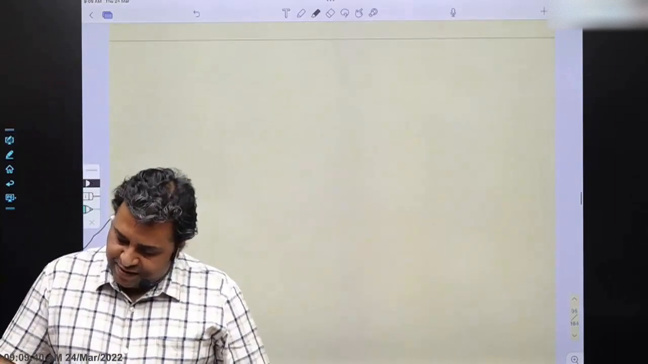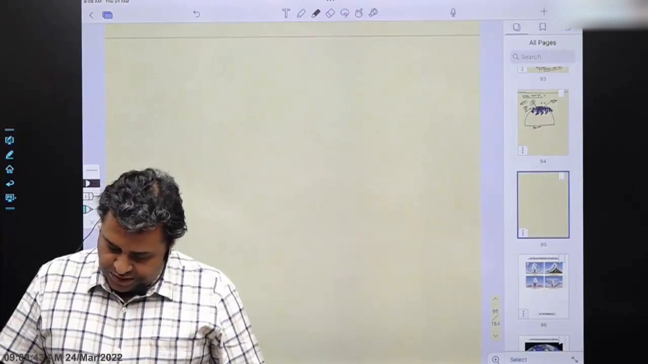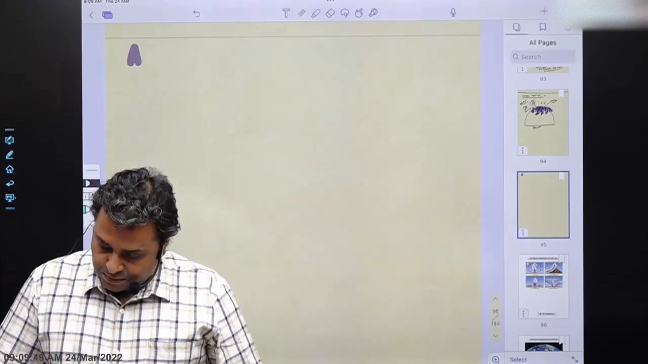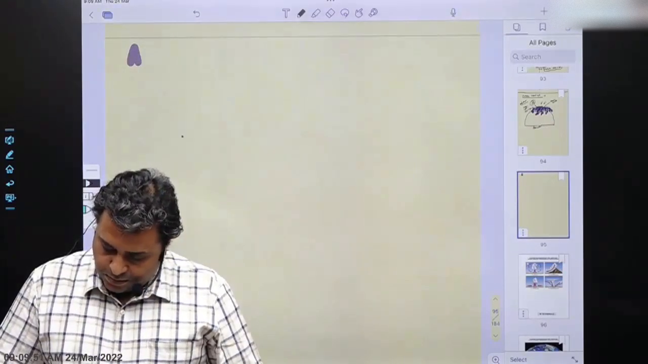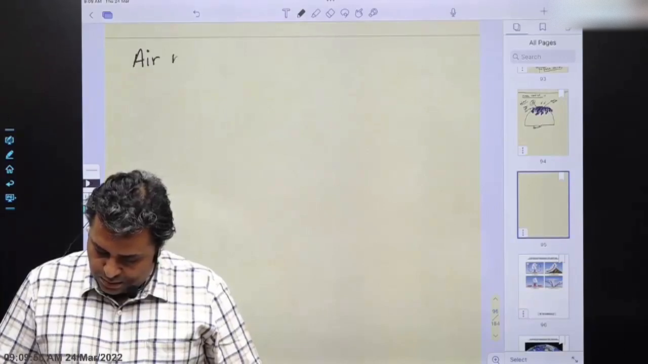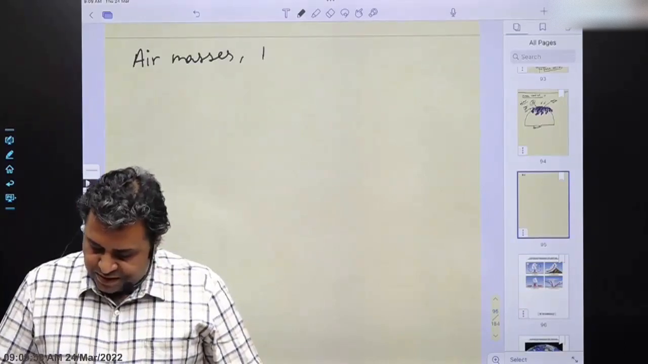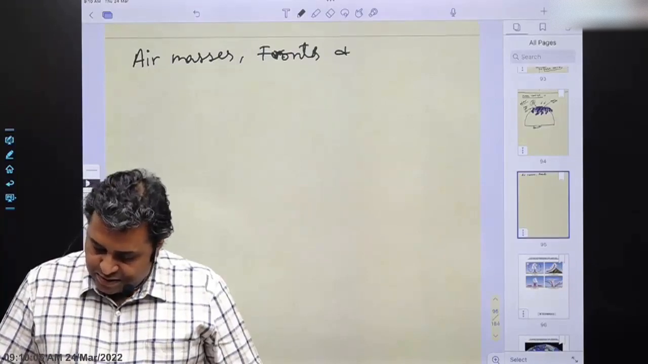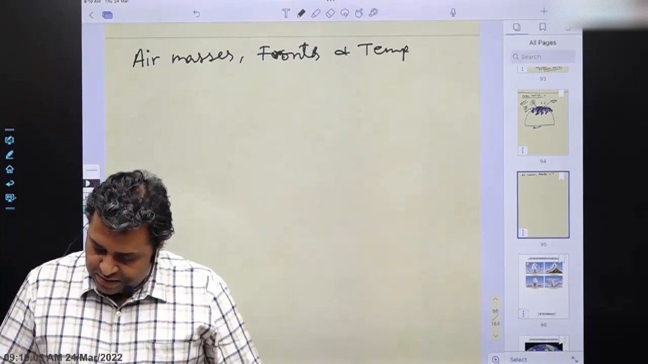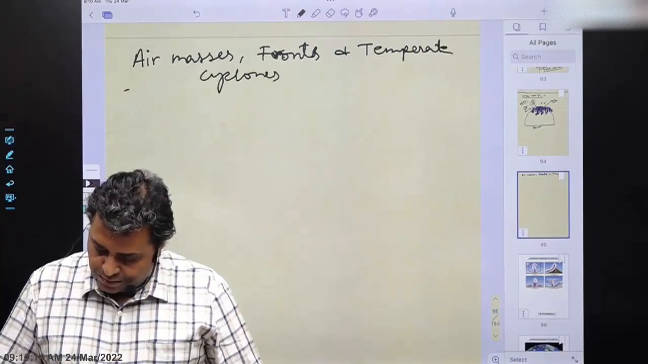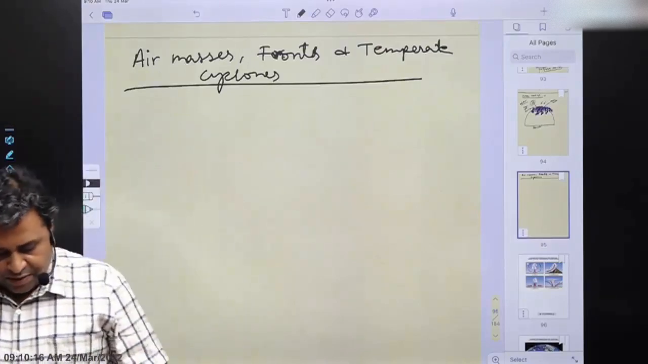So the topic that we write is air masses, fronts, and temperate cyclones. Air masses, fronts and temperate cyclones.